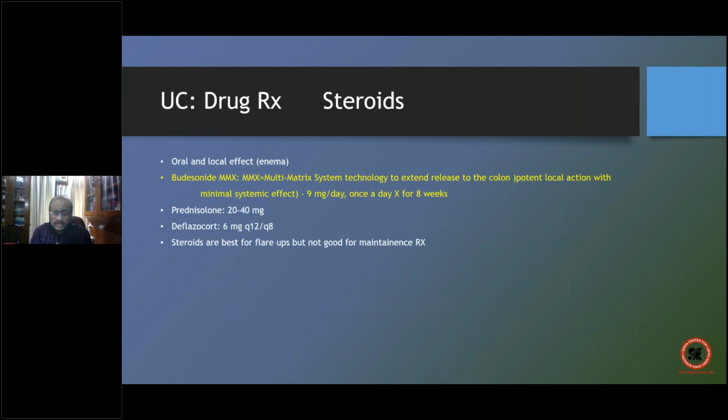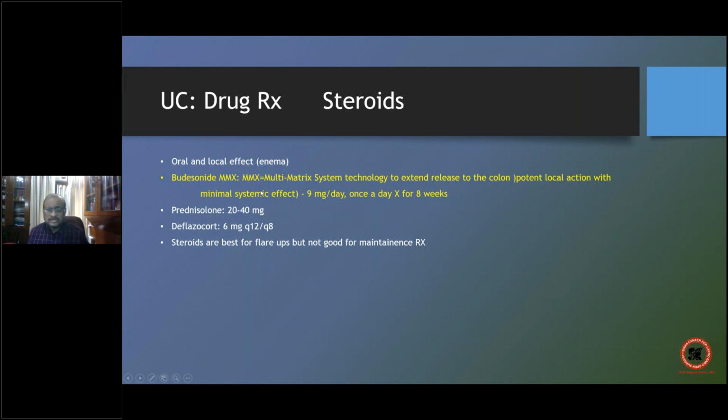The second is steroids, again a mainstay of treatment. We can well imagine steroids have a lot of systemic side effects which are harmful for the body, so you cannot afford to take these drugs for a long period of time. Now, budesonide is one of the newer steroids which has been modified in such a way that the extended release occurs in the colon, so the potent local action is there with minimal side effects.